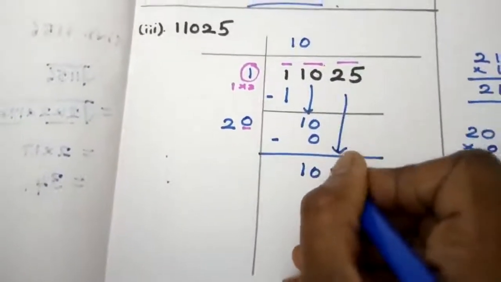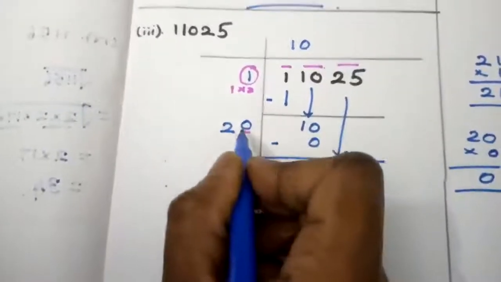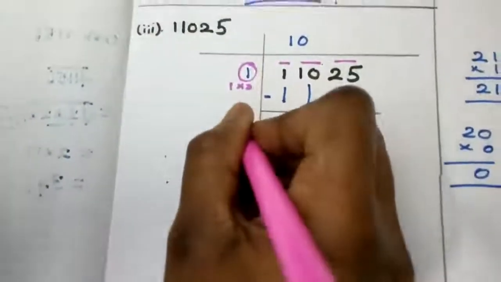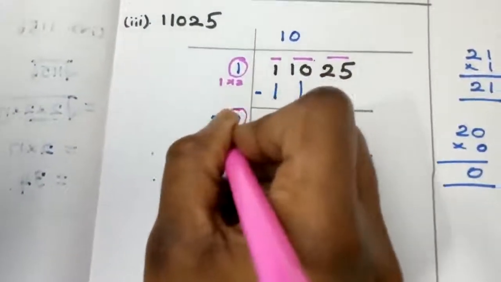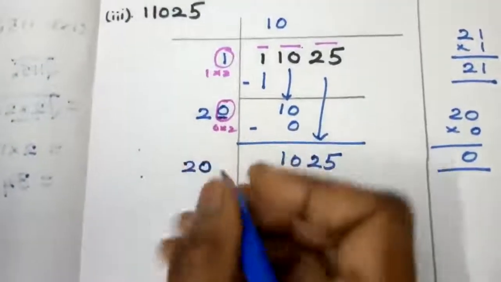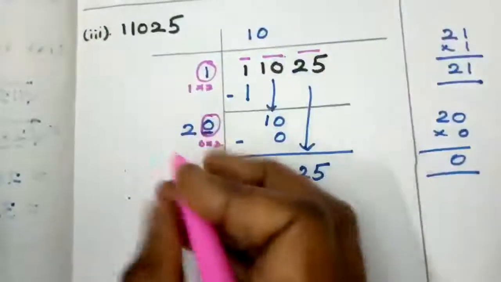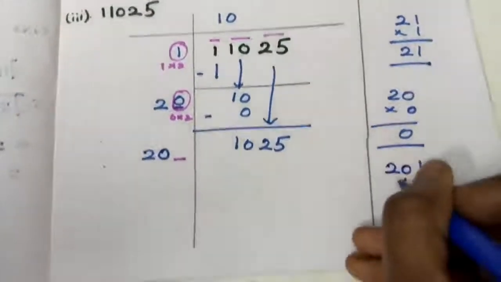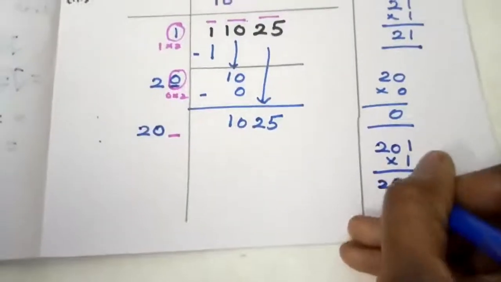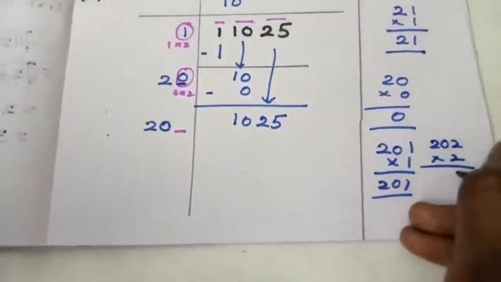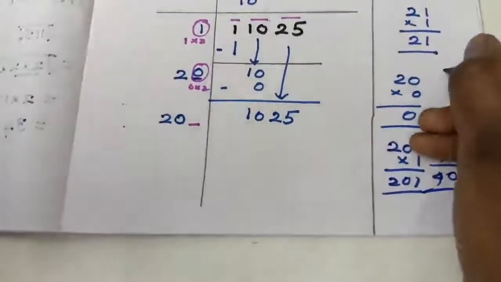Bring this 25 down. And whatever number you are going to get in this place also, you are going to multiply by 2. Take this number, 0 into 2 means you will get the value 0. So 0 into 0, 0. Now I am just leaving a space in this place. Now just see here, students, 201 into 1 means 201. Similarly, 202 into 2, what is the value? 404.